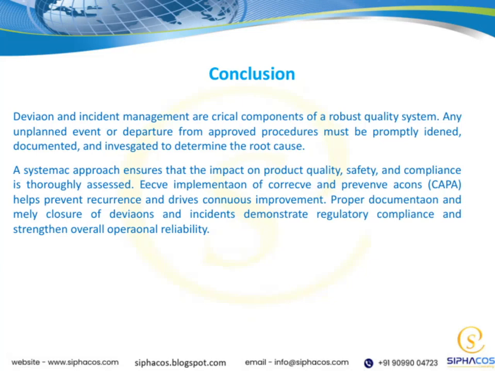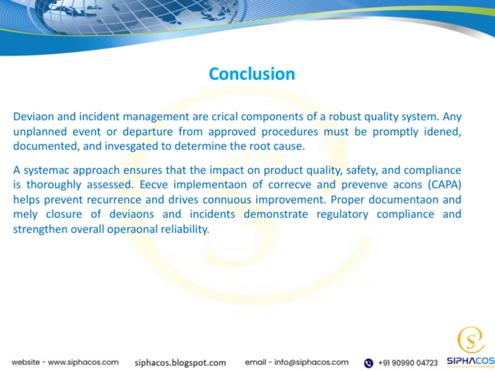In conclusion, I want to emphasize that deviation and incident management are essential parts of maintaining a strong quality system. Whenever there's an unplanned event, or if someone departs from approved procedures, it's crucial to identify it quickly, document it thoroughly, and investigate to find out the root cause. Taking a systematic approach here is vital because it helps us assess how these deviations might impact product quality, safety, and compliance. By doing so, we can address issues more effectively and prevent them from happening again.